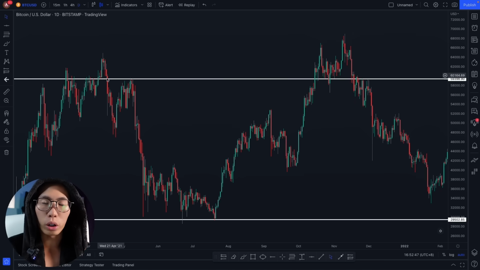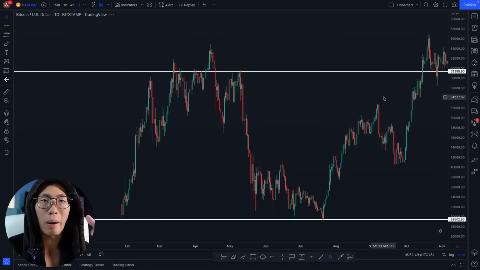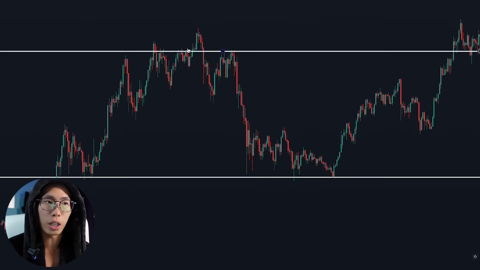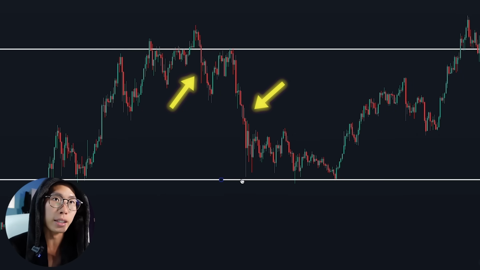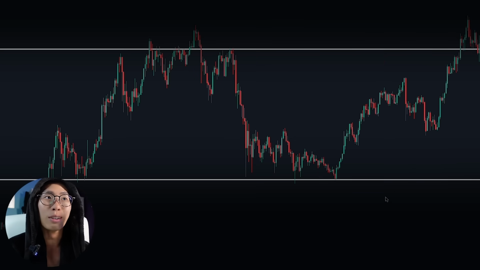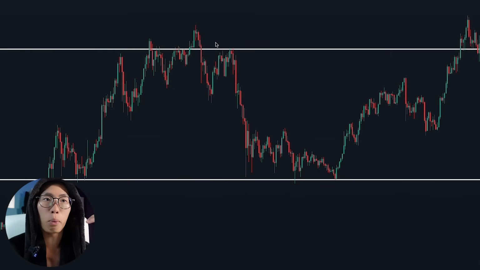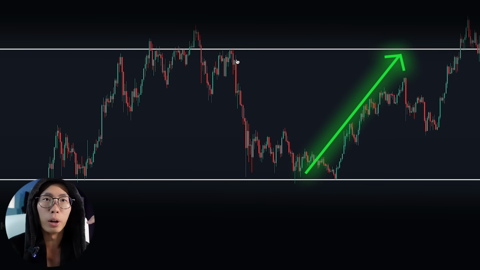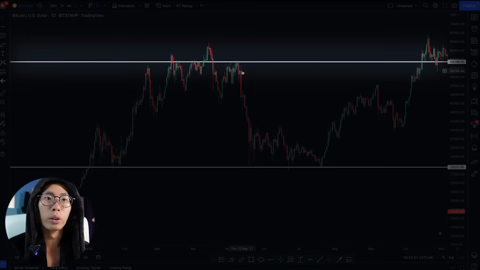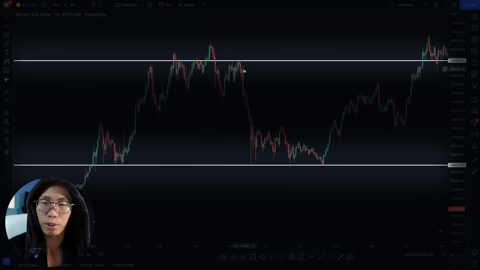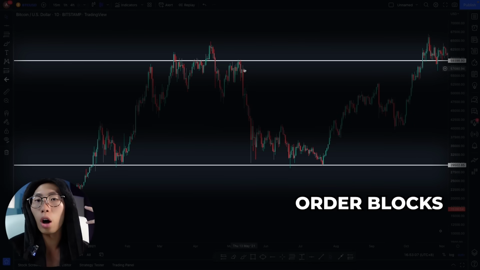So how do you spot order blocks? You spot order blocks by looking for strong reversals like this, and this, and this. You can see whenever price goes up here, it reversed down strongly, and when price came back down here, it reversed back up strongly. So this level right here and this level right here is what we call the order blocks.